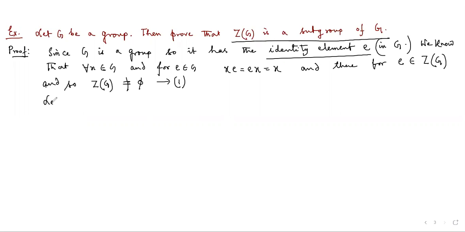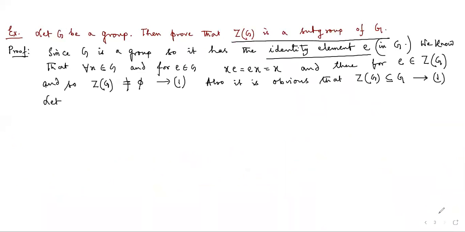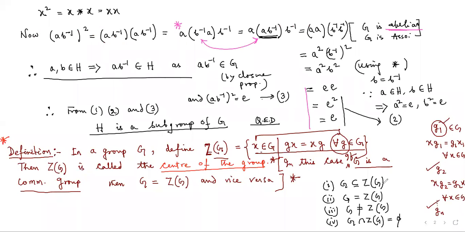Let us now select, and also it is quite obvious that ZG is a subset of capital G. Why? Because all the elements of ZG are chosen from G itself. Now, one thing I must point out over here.